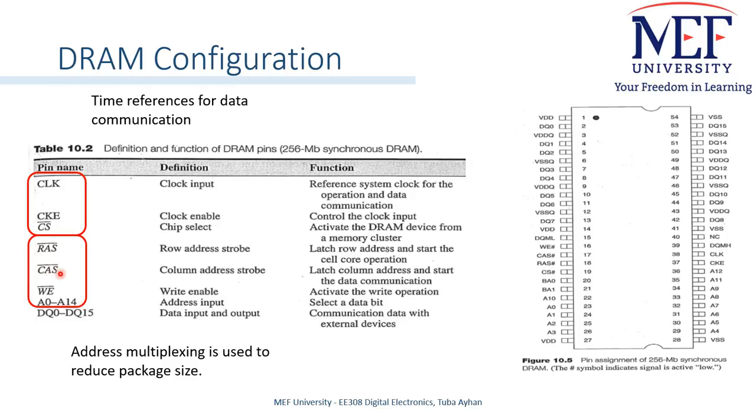These control signals are used to reduce the package size, because both the row address and the column address are transferred via this 15-bit address input, and they are indicated with these two strobes, row address strobe and column address strobe.